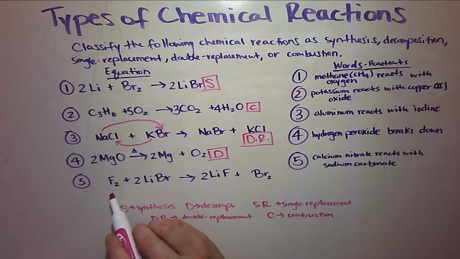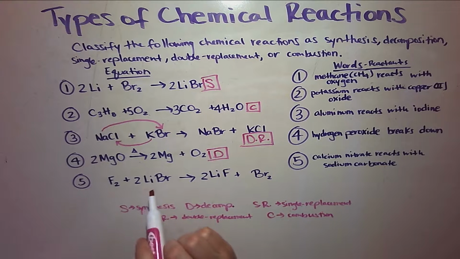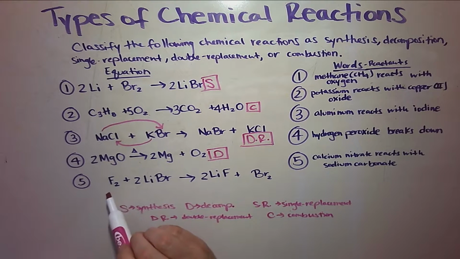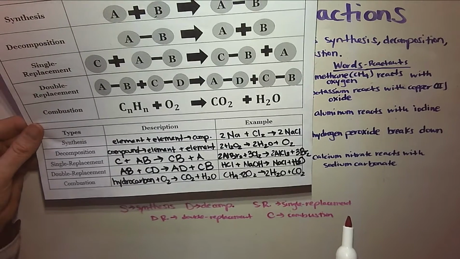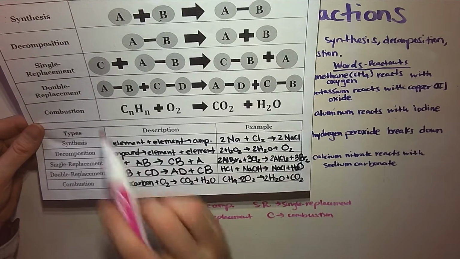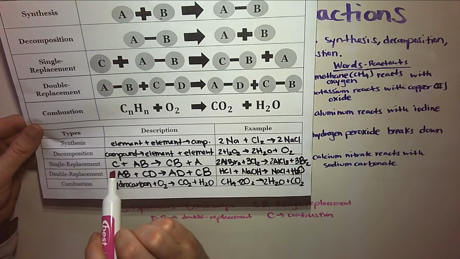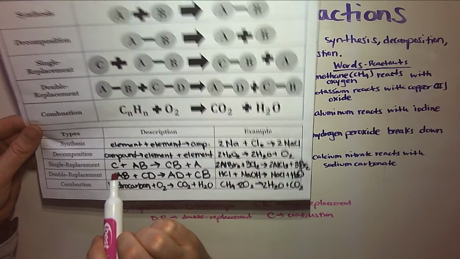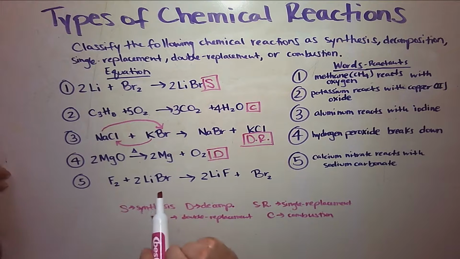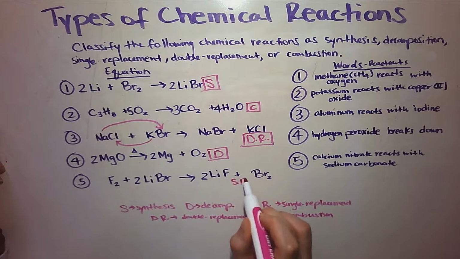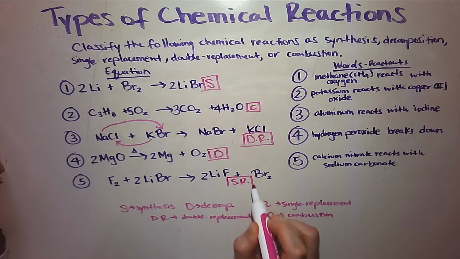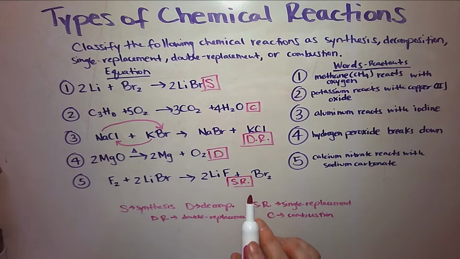All right, number 5, fluorine plus lithium bromide. Right off the bat, I have an element plus a compound. So I'm going to search my sheet. The last one that we have left is a single replacement reaction. So when you have an element plus a compound, this will be a single replacement reaction. Remember, we can now predict whether or not this reaction would happen. This one actually does, so don't worry about that. Double check me if you want to.